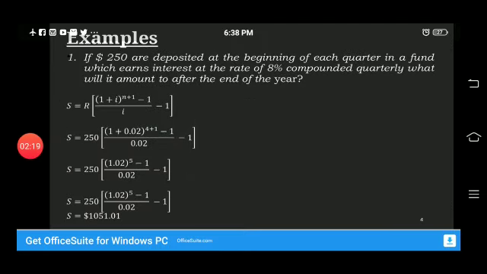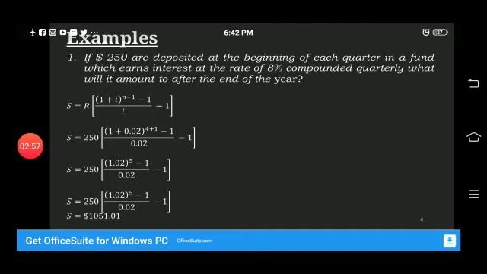Let's look at an example of this. Firstly, we will see how we can find S using this formula. For example, if $250 is deposited at the beginning of each quarter in a fund which earns interest at the rate of 8% compounded quarterly. 8% compounded quarterly means that we have to divide this 8% by 4. What will be the amount at the end of the year?